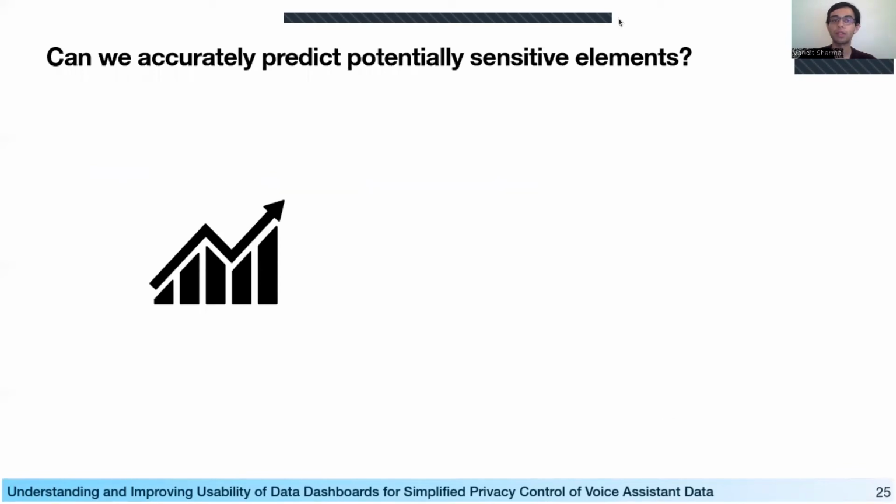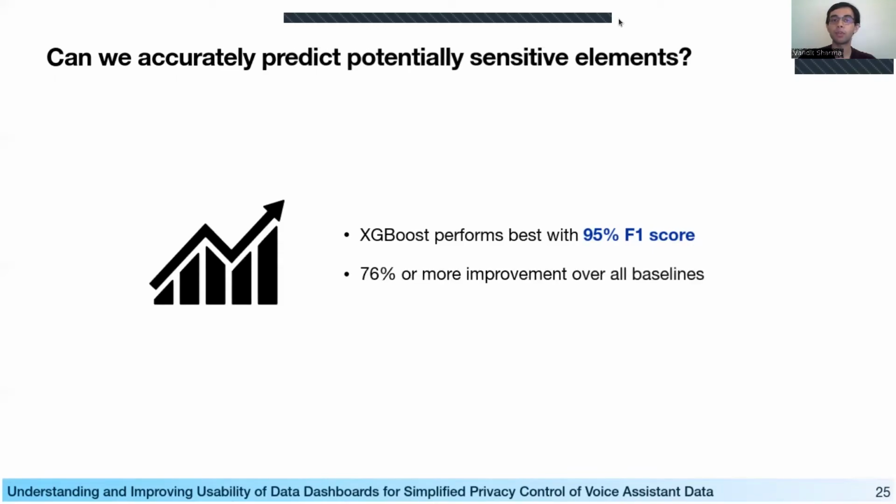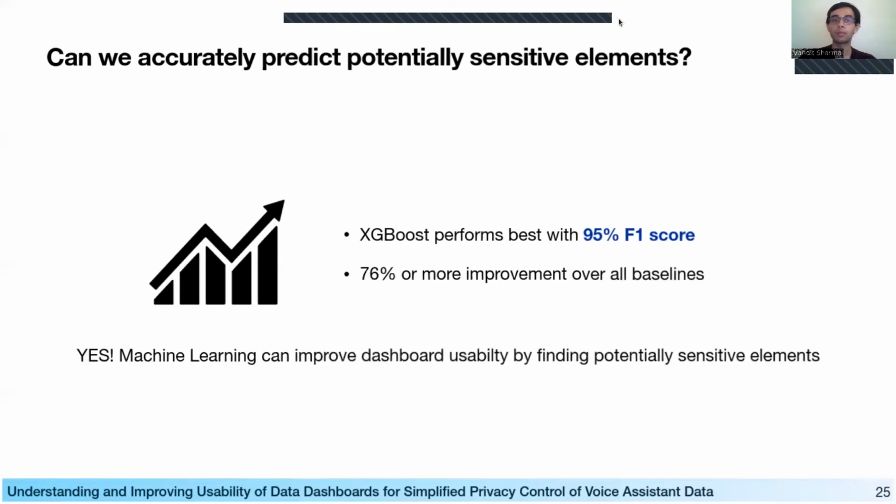So can we use machine learning to accurately predict potentially sensitive data elements? Our results showed that the XGBoost model performed the best with a 95% F1 score, achieving 76% or more improvement over all baselines. Therefore, the answer to this question is definitely a big yes. Again, we provide many more details in the paper, including the important features for prediction.